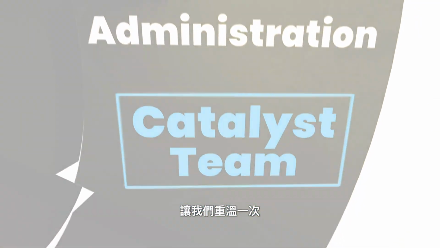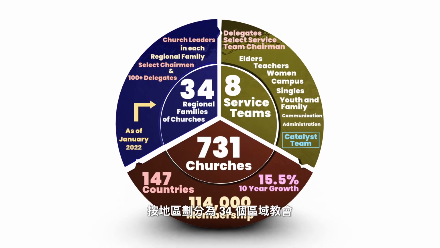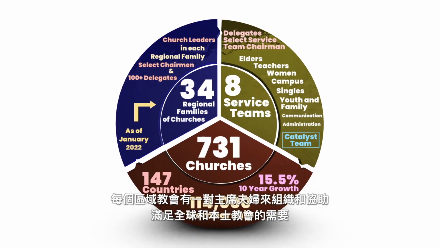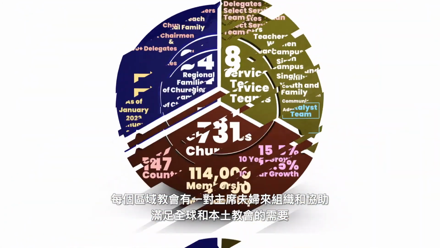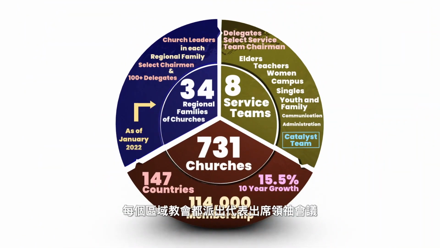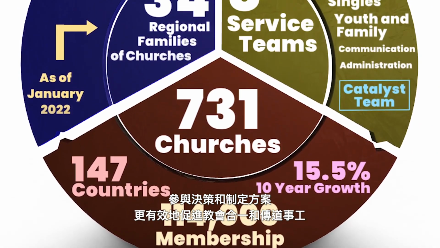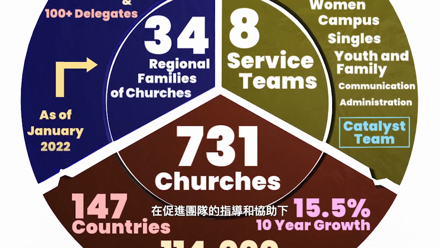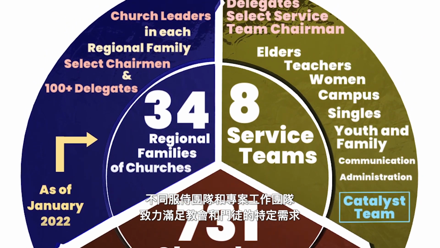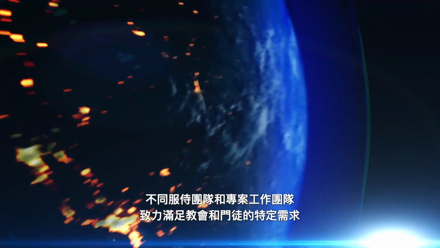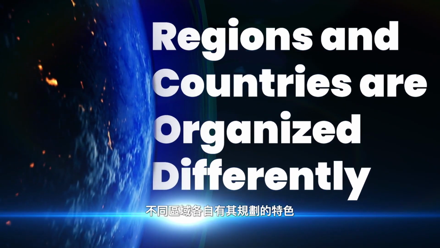So let's review. We have 731 churches organized into 34 families of churches by region. Each of these families has a chair couple to organize and facilitate as they work to meet global and local needs. Each family of churches also has delegates that are involved in leadership meetings, decision-making, and creating proposals to better and further the church in unity and missions, guided and aided by the Catalyst team. The various service teams and task forces exist to serve specific needs of the churches and disciples. Each culture and country can organize how they see fit. Different regions are organized differently.